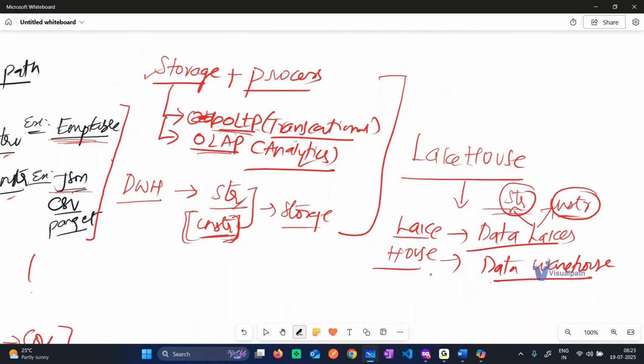And participants, data warehouse has now been extending the support via lakehouse to support structured and unstructured. Am I good, everyone? Participants, am I good?